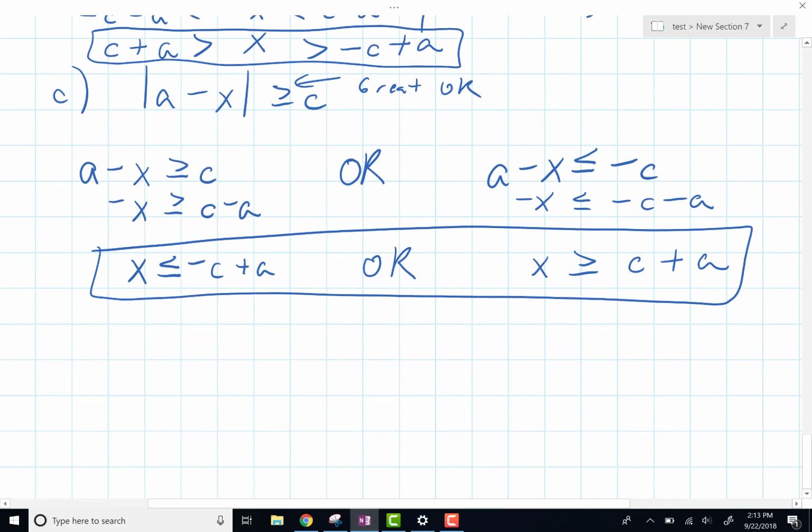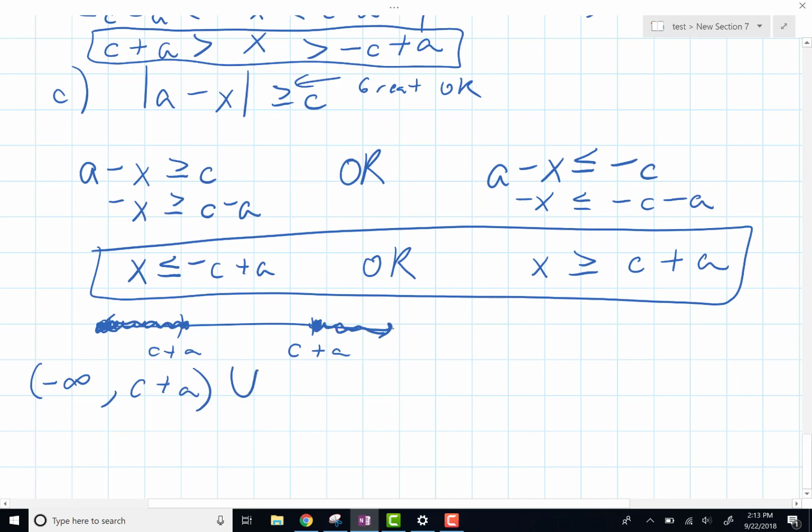If you wanted to write it in interval notation, you've got x's that are less than or equal to c plus a, or x's that are greater than or equal to c plus a. So your x's start at -infinity. So like this region starts at -infinity and goes until c plus a, and we'll unite that with this region that starts at c plus a and goes to infinity. And I forgot that since I have the equal to sign, I can now use brackets to represent that I can equal these last values. But the infinities will always have parentheses because you can never equal infinity.